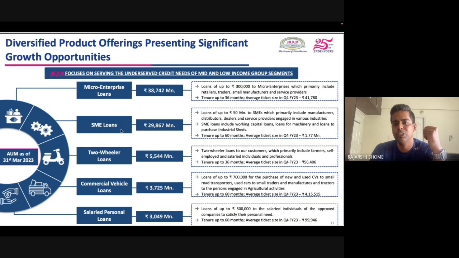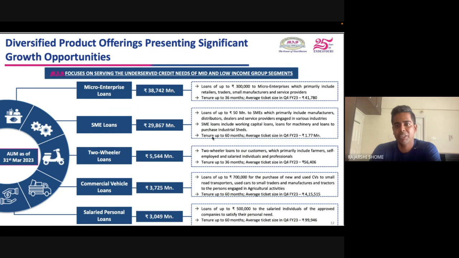Now, what are the kind of loans? You can pause the video and see, they give loans up to 3 lakh rupees. So what is the difference between Arman and MSE? MSE gives out a bit of higher ticket size loans to people compared to Arman. So tenure is also higher because as the ticket size increases, the tenure also increases, right?